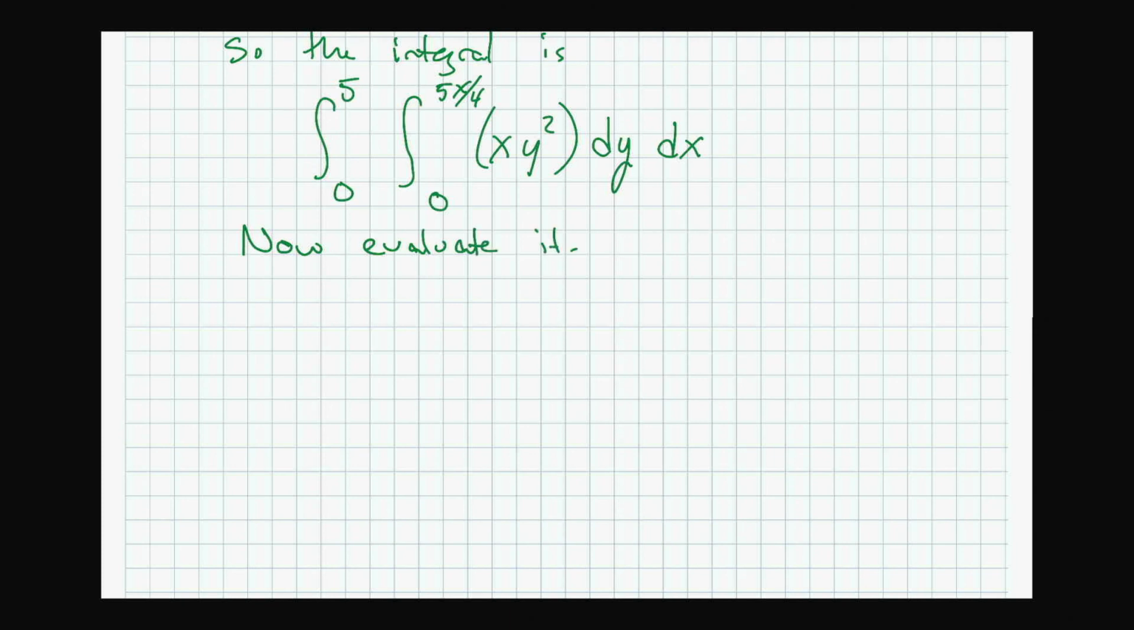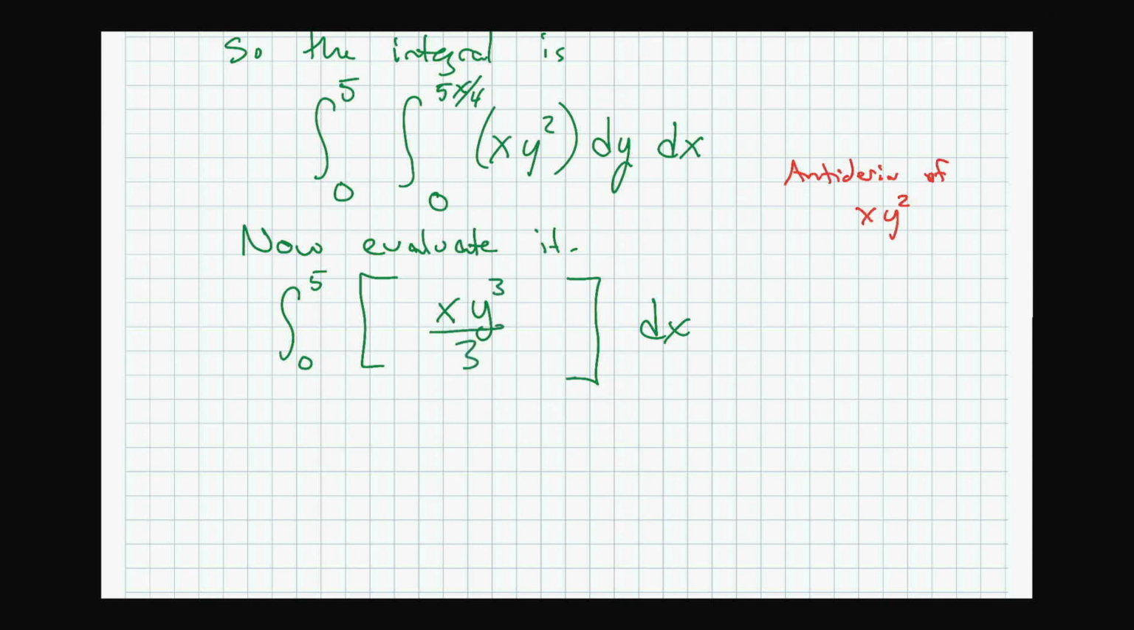Okay, so we have to remember how to evaluate these integrals from last time. We do our y integral first. We're treating x like it's a constant, and we need the antiderivative of xy squared. We're treating the x like it's a constant right now because we're integrating with respect to y. So x is just along for the ride, and the y squared becomes y cubed over 3.